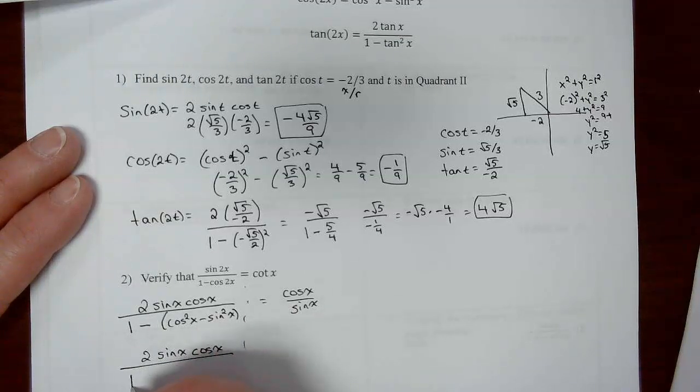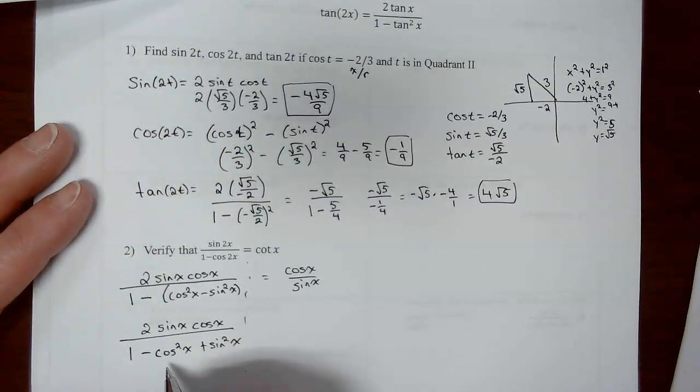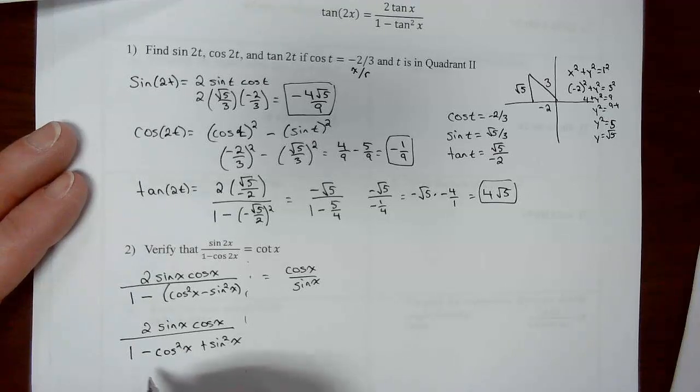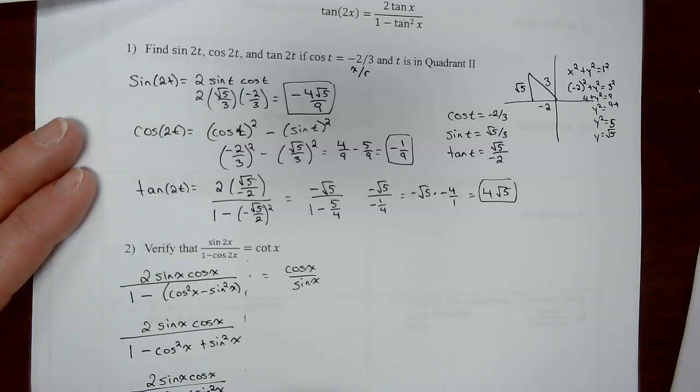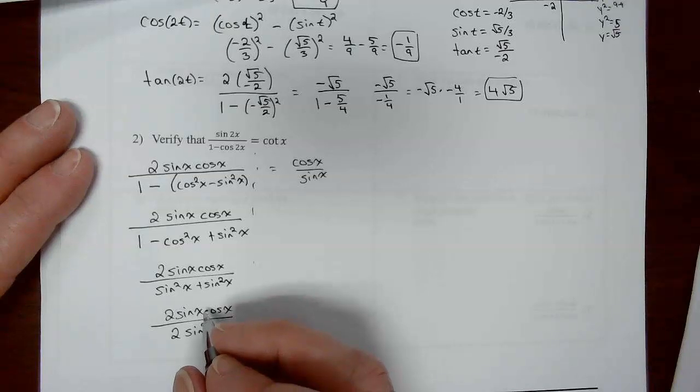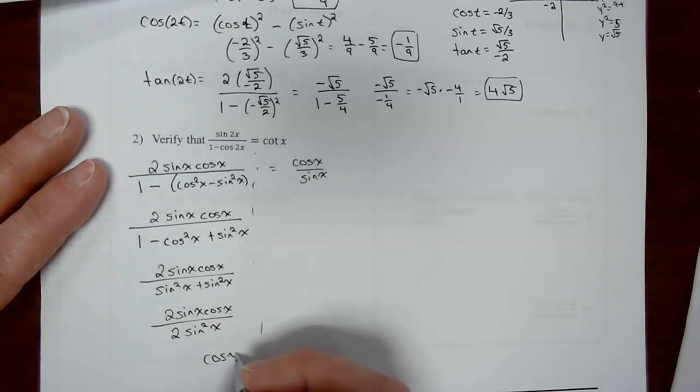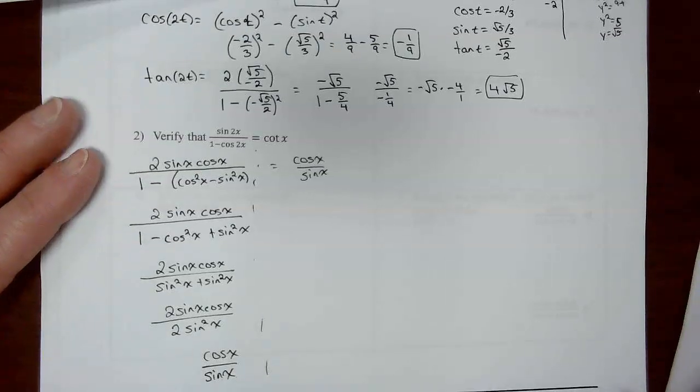If I distribute that negative, I get 1 minus cosine squared plus sine squared. Now be really careful here. This is not cosine squared plus sine squared, because this is a negative cosine squared. But 1 minus cosine squared is sine squared. So I have sine squared plus sine squared. That's 2 sine squareds. Which the 2's would cancel, sine would cancel out with one of these, and I'm left with cosine over sine. That's pretty nifty.